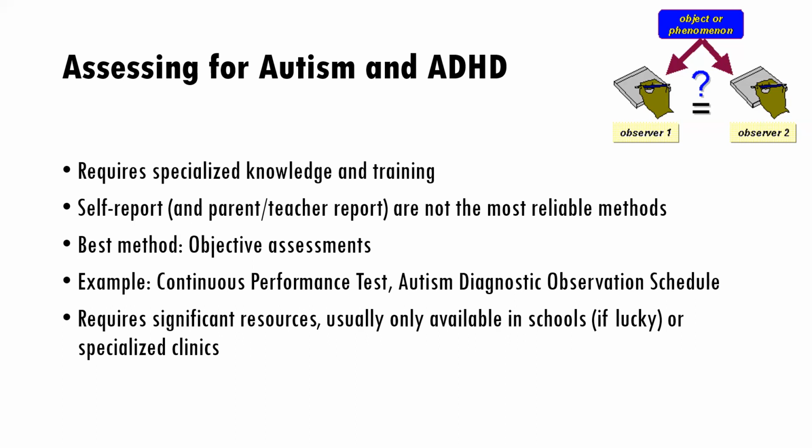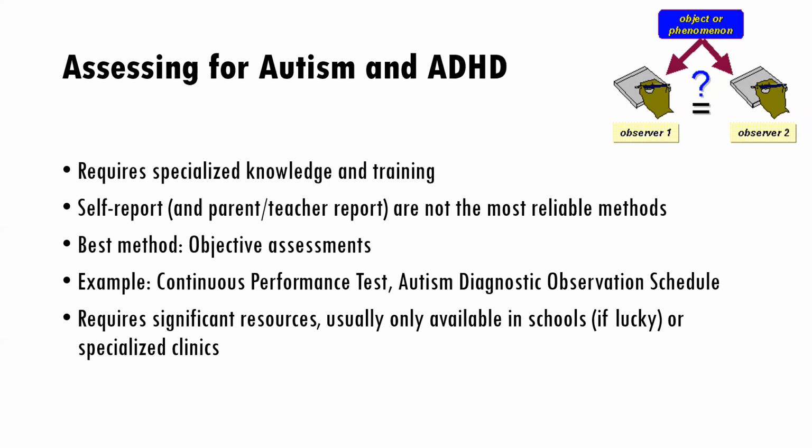For example, with ADHD, the continuous performance test, whereby a person will watch the screen and they'll try to hit the spacebar every time a certain color X appears on the screen and not hit the spacebar when a different colored X appears on the screen. It's good for testing impulse control and attention.